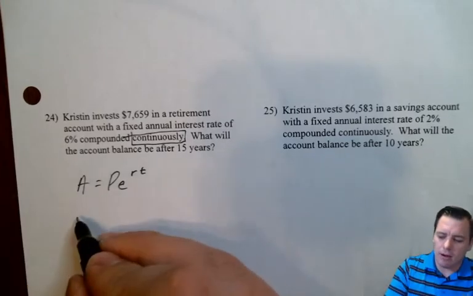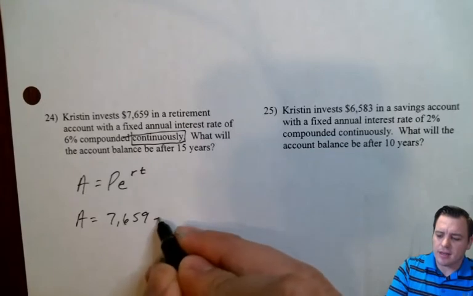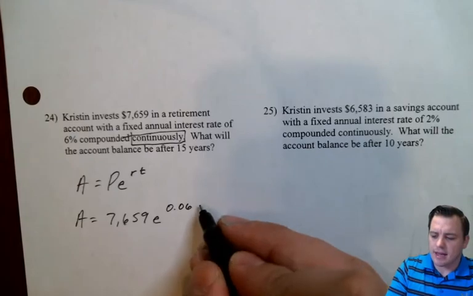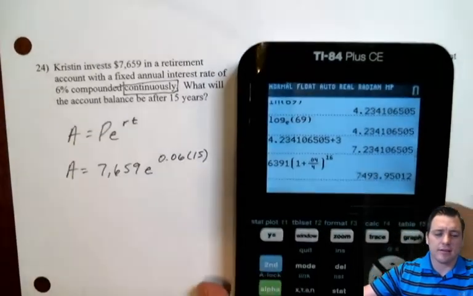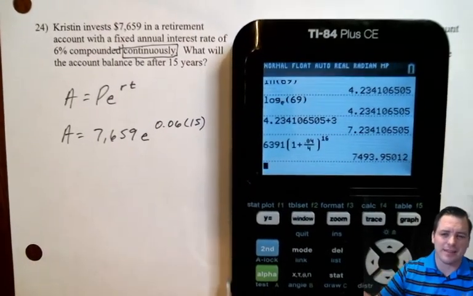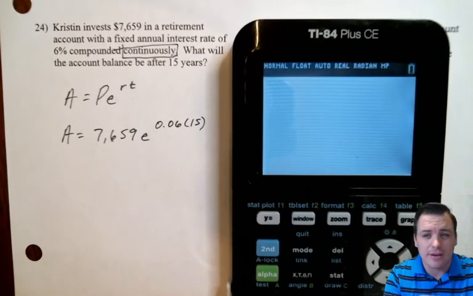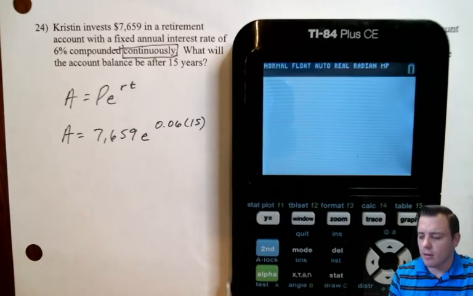Okay, so her amount will equal her principal, $7,659, times e to her rate of 6%, 0.06, times 15 years. Handy dandy calculator. So that's the thing with this test, and that's what makes it a little bit different: you've got to have a calculator in order to calculate logarithms, but it doesn't take away from the value of the test. I know this is a calculator strong test, but again, that doesn't take away from the value of it.